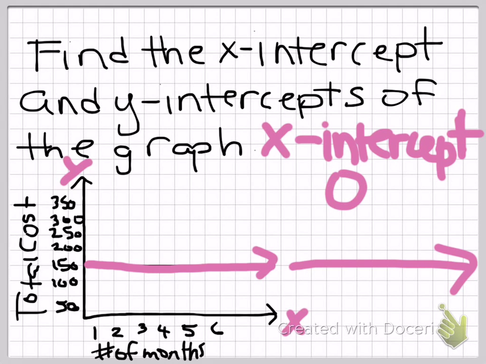Our y-intercept, again, is where it crosses the y-axis. So in this case, it's crossing at 150, or it will cross at 150. So 150 is our y-intercept.